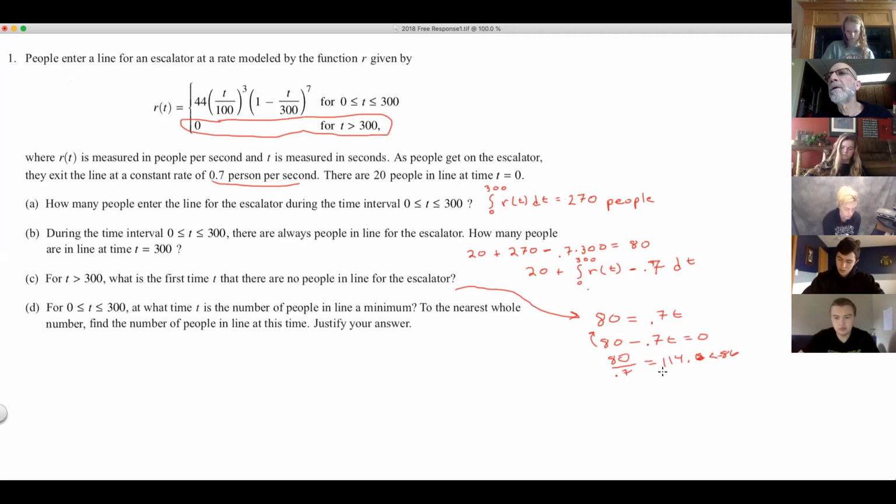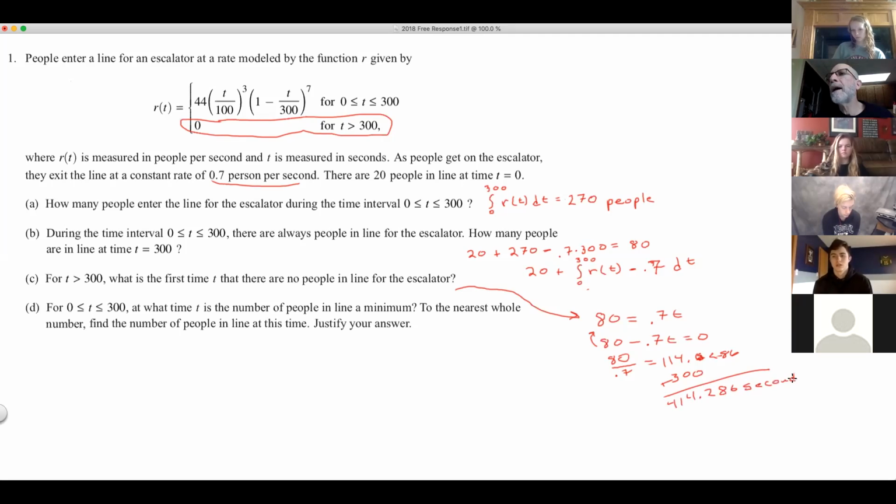And so this is how many seconds afterwards, correct? Right. So add 300 to that. Add 300. So you got 414.286 seconds, correct? Yep. All right, so that is correct. And that problem was worth 1 point. So now we're at 5 points.